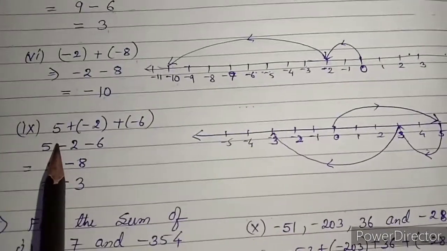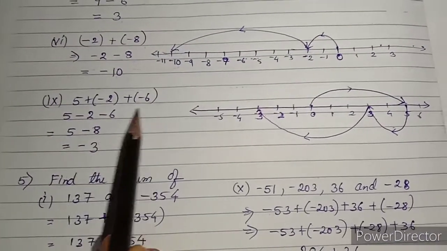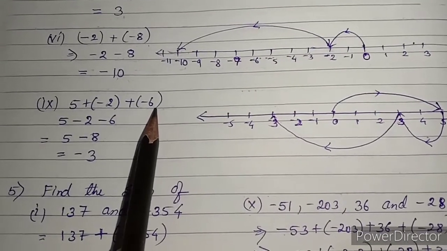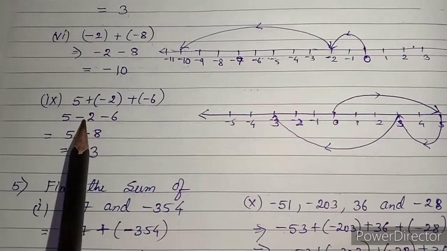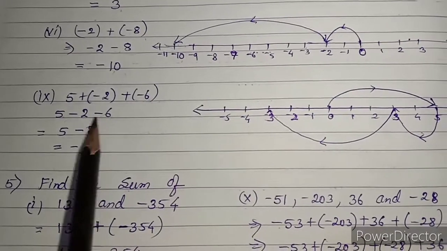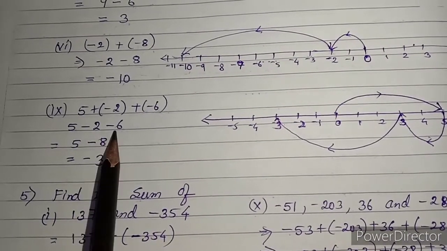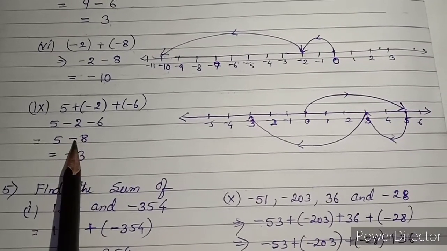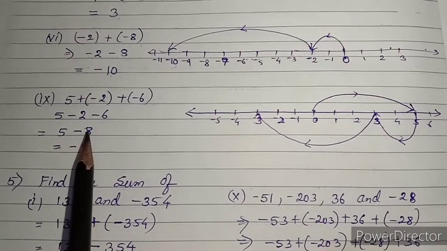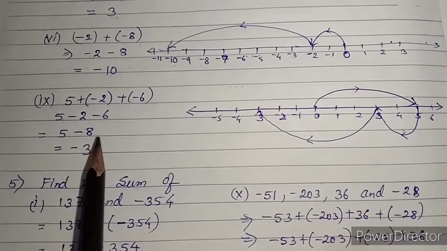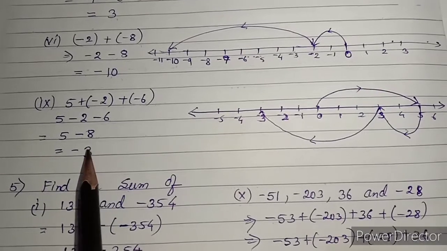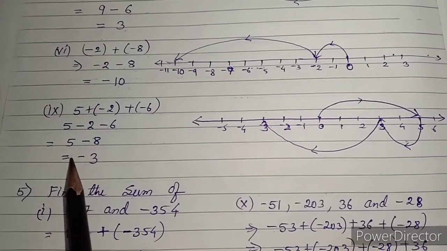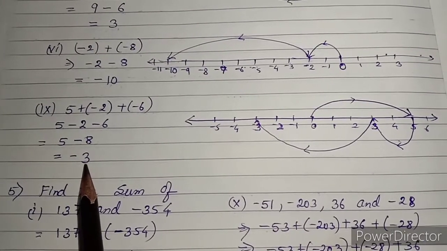Next you can see here, it is given 3 integers. 5 is added to -2 and that is added to -6. So when you remove the bracket, 5 minus 2 and then -6. When you see the two integers are negative, add these two and give the common sign. -2 minus 6 is -8. And then 5 minus 8. One is positive, one is negative. Means you have to subtract and give the sign of the greater number. So the difference is 3 and the sign of the greater is minus. So -3 should be the answer.